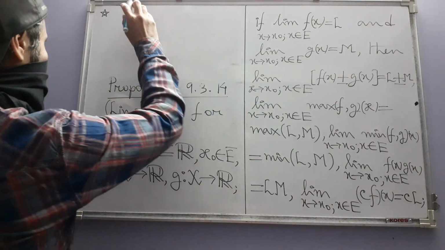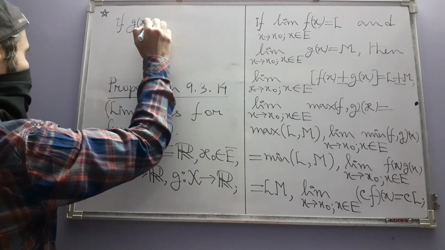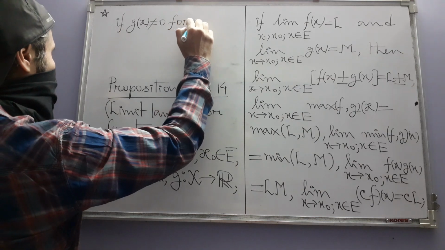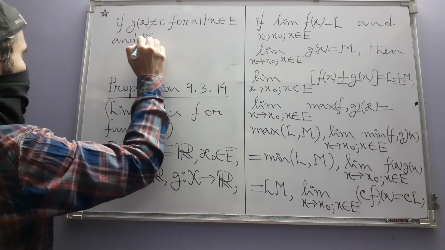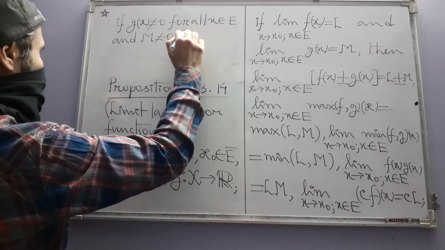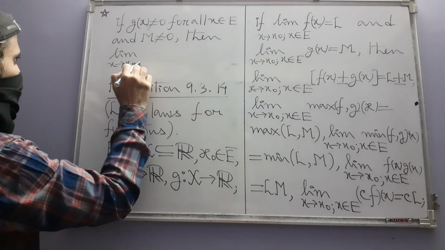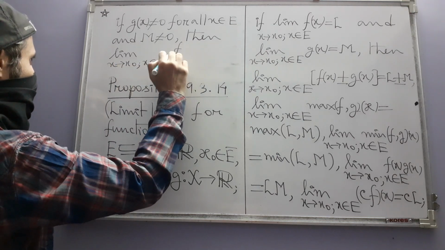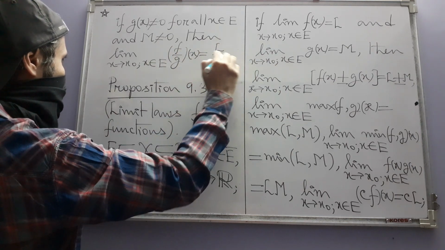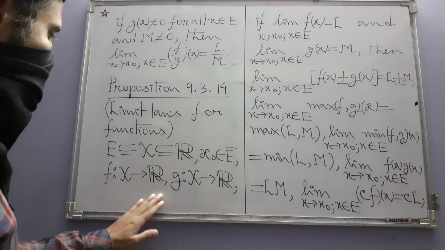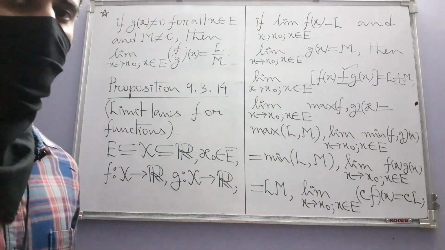So we have all these things, and additionally, if g does not vanish in E and the limit is also non-zero, then the limit of this quotient is L over M. And the author has given a proof for only this plus case, and let me show you how easy it is.